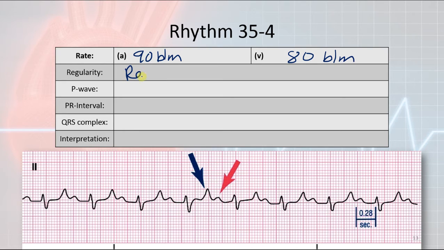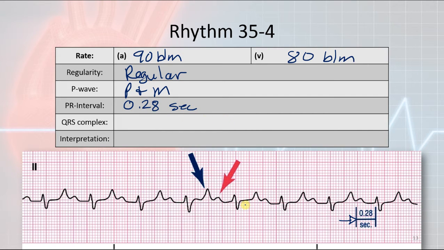Regularity, it looks regular. P waves, they are present and they are married. PR interval, they gave us the PR interval here, but let's do our own math to see if we can find a QRS that begins on a bold line. Doesn't look like there is one, so we'll just have to wing it. We have 5 boxes here, plus 1 right there, plus 1 right here, so that's 7 boxes, so we also have 0.28 second.